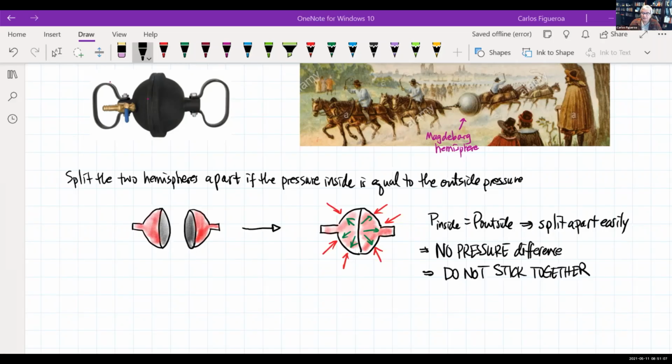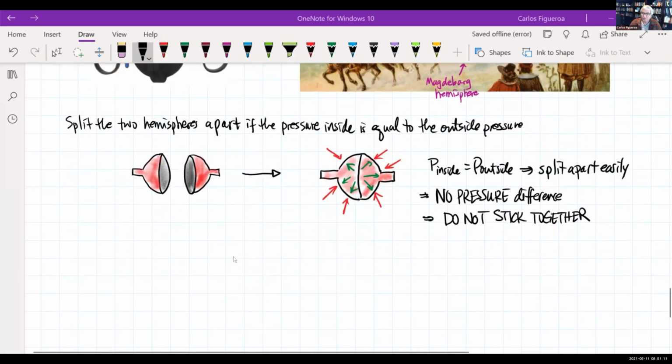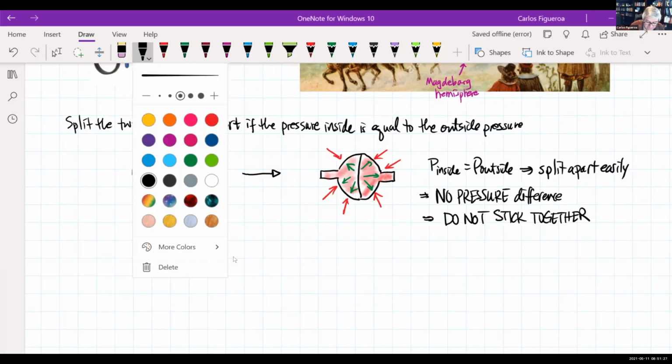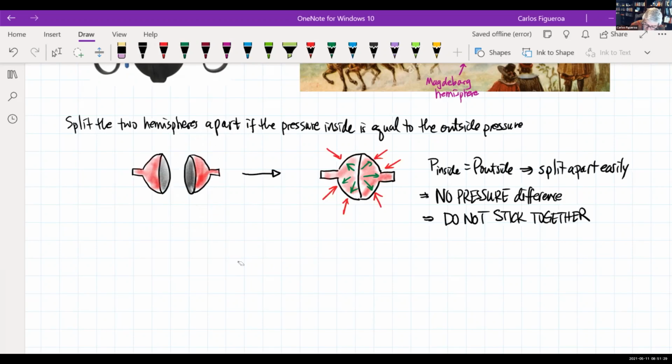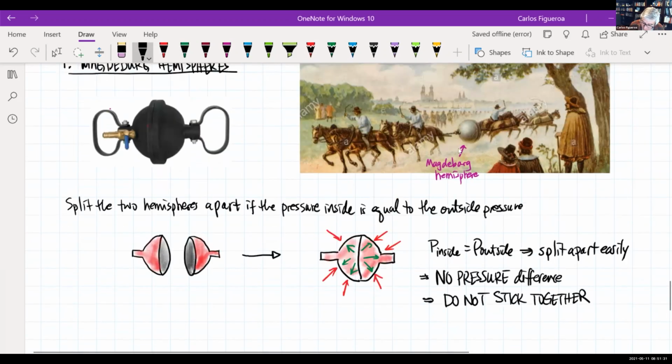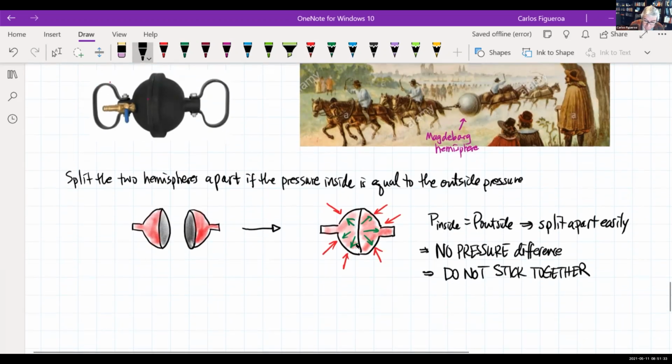And so what he does here is that he says that the atmospheric pressure is so strong that if you remove the air, not even 6 horses pulling in one direction versus the other one could pull these things apart. So now here's what Otto von Guericke does here. He takes that hemisphere and he starts removing the air.